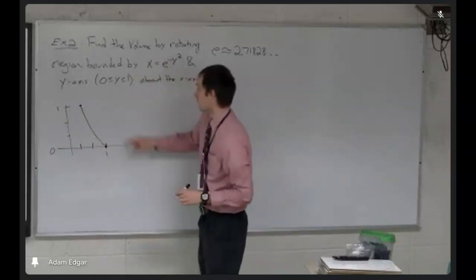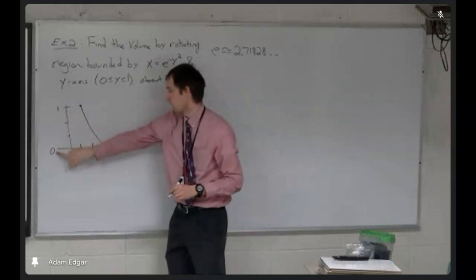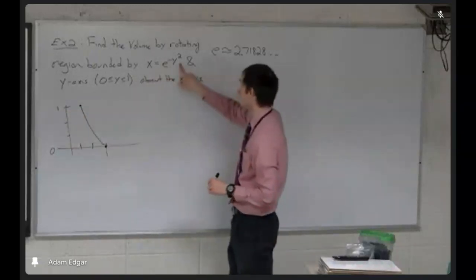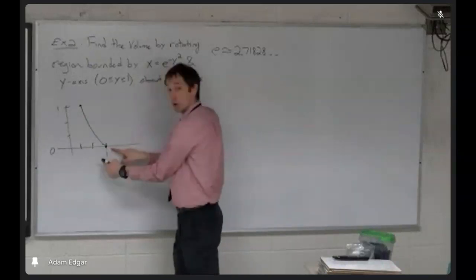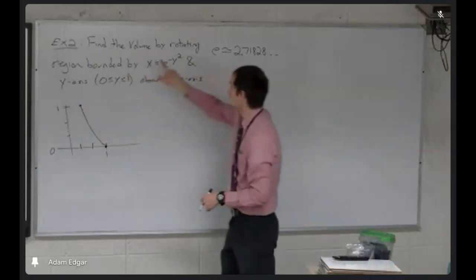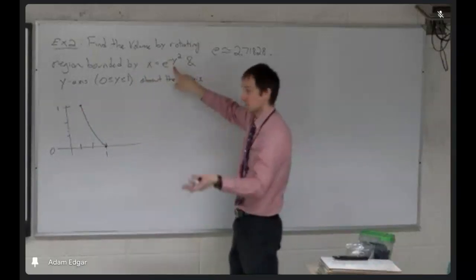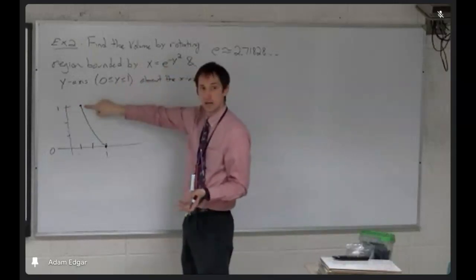So I'm plugging in numbers for y, remember? So we're plugging in a number for y, plug in 0 for y, e to the 0 is 1. So we have the point 0 for y, 1 for x. You plug in the number 1 for y, you get e to the negative 1, that's 1 over e, that's about a third. So 1 for y, roughly a third for x.